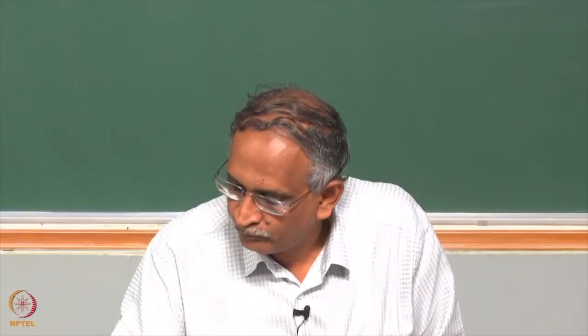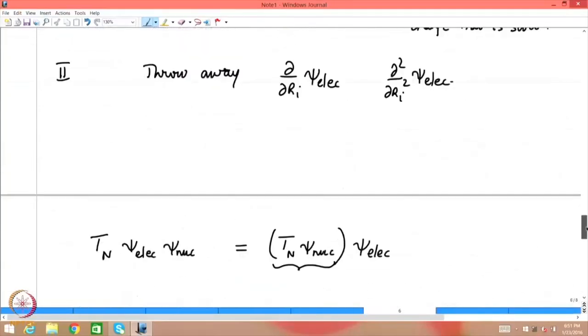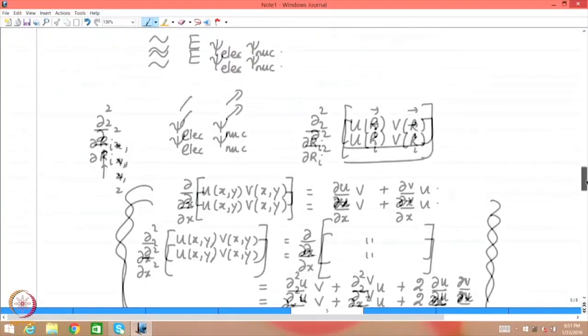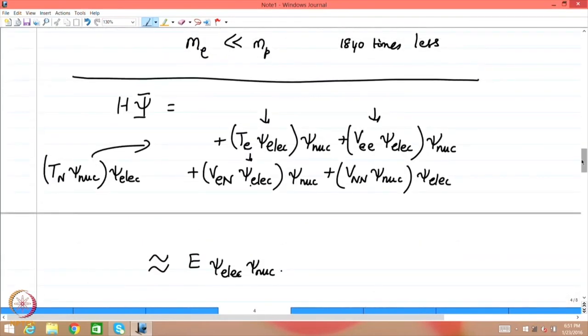What does this do? This goes back to the leftover part in the equation that we have here. So, what we have done is to consider Te psi electronic, which is part of the electronic Hamiltonian, Vee psi electronic, which is also part of the potential energy, and then Ven psi electronic, and call all these things together He psi electronic.